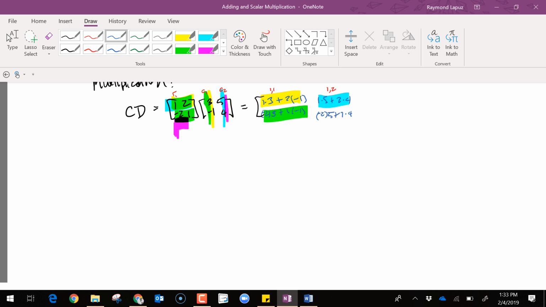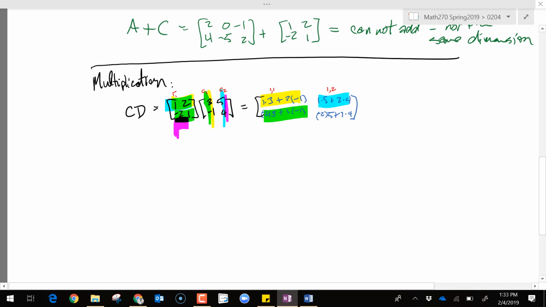Okay, so let's just go ahead and simplify all this. 3 minus 2 is 1. 5 plus 8 is 13. Negative 3 minus 1 is negative 4. And negative 10 plus 4 is negative 6.